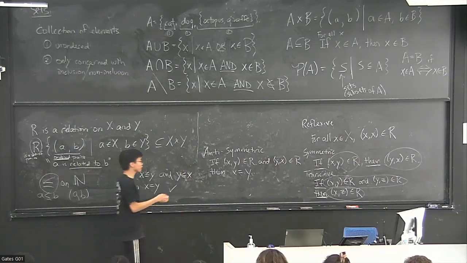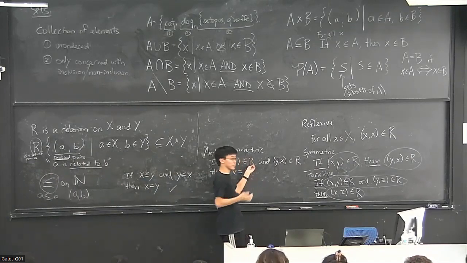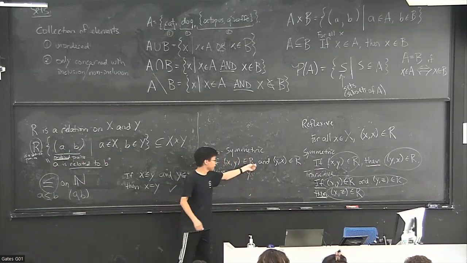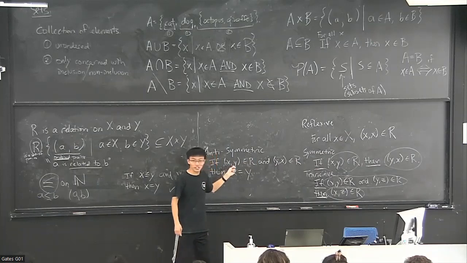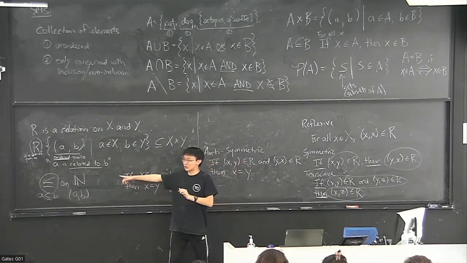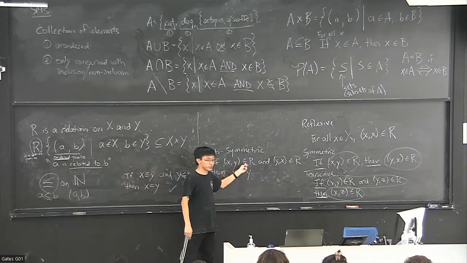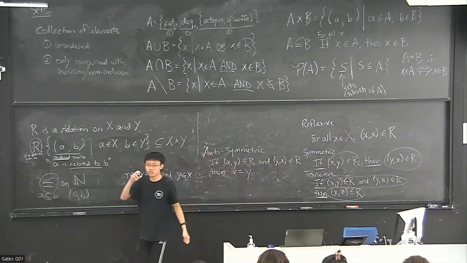I want to make sure that you're not confused that R doesn't always mean the less than or equal to relation. R is any relation, any set of these pairs. I'm using the less than or equal to as an example for R, but R can represent any set of pairs.